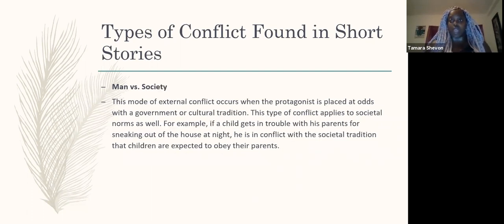win. Man versus society. This mode of external conflict occurs when the protagonist is placed at odds with government or cultural tradition. This type of conflict applies to societal norms as well. For example, if a child gets in trouble with his parents for sneaking out of the house at night, he's in conflict with societal tradition that you're supposed to obey your parents and be home by a certain time, okay?